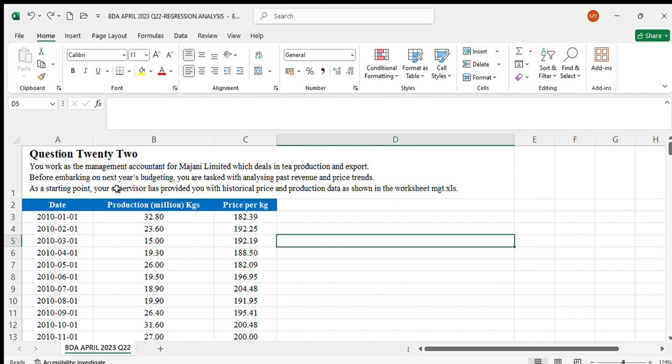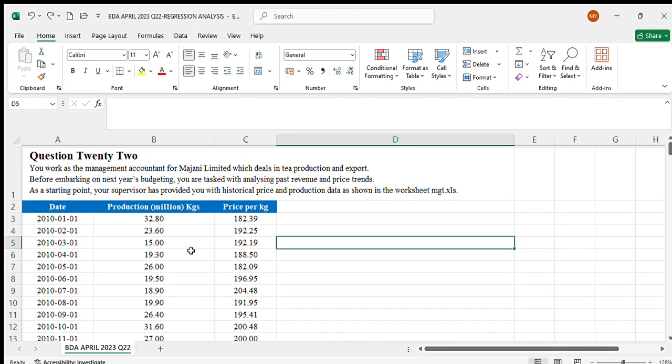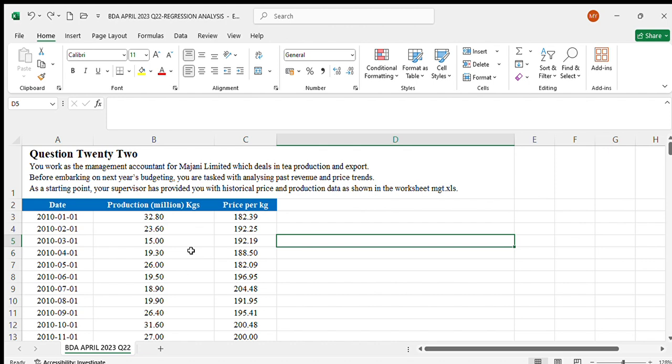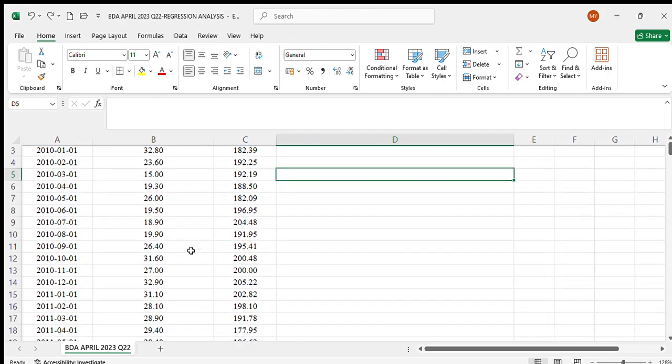Question 22, business data analytics, April 2023. Now, the question says, you work as the management accountant for Majani Limited, which deals in tea production and export. Before embarking on next year's budgeting, you are tasked with analyzing past revenue and price trends. As a starting point, your supervisor has provided you with historical price and production data as shown in the worksheet. So we have the date, the production, and price.